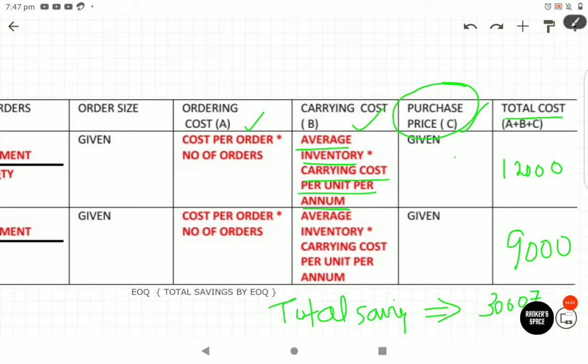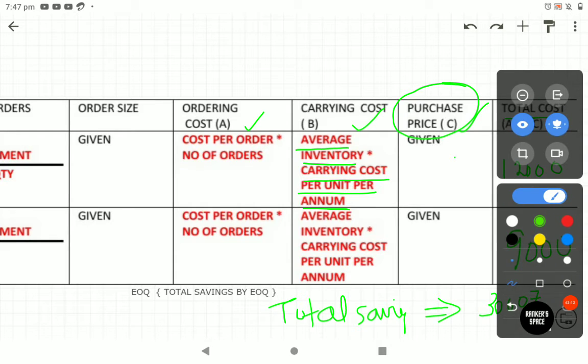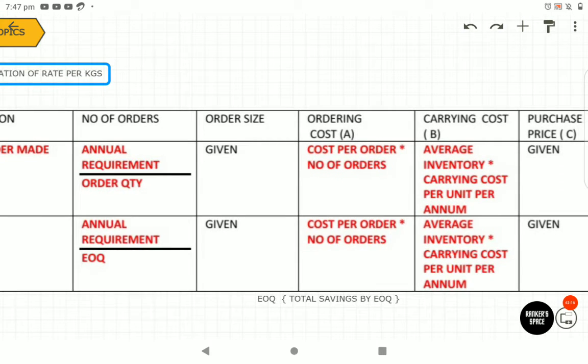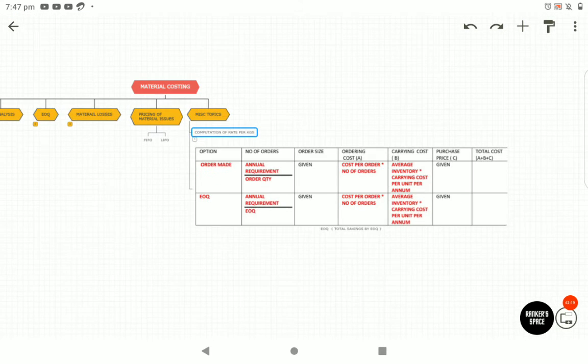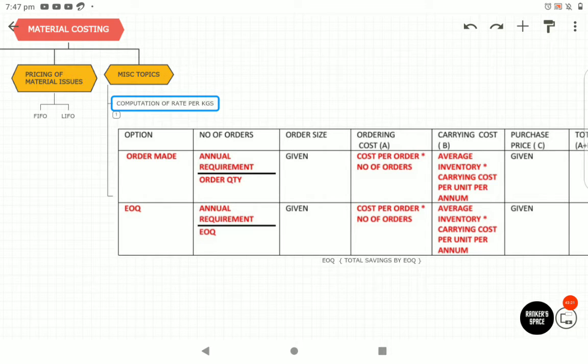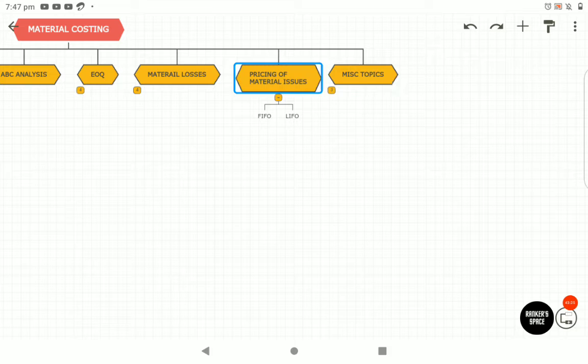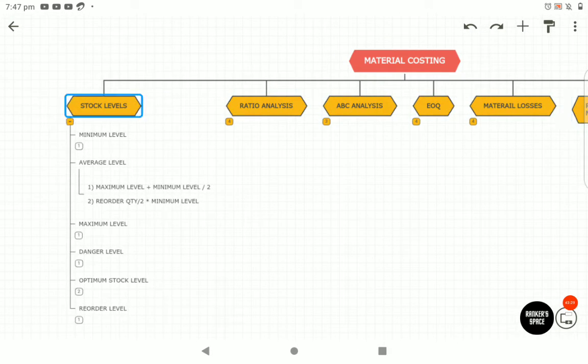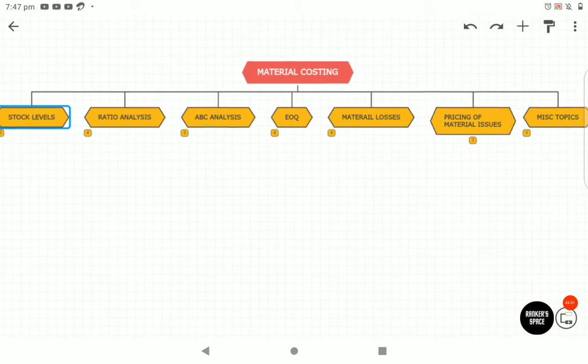So like this, one tabular column you should put and you should compute it. So this is just a format related, also a concept related important question which can be asked in the exam. So this is the basic underlying concepts. So hope you have definitely got an idea of all the concepts we've discussed in material costing. So hope this was useful for all of you.